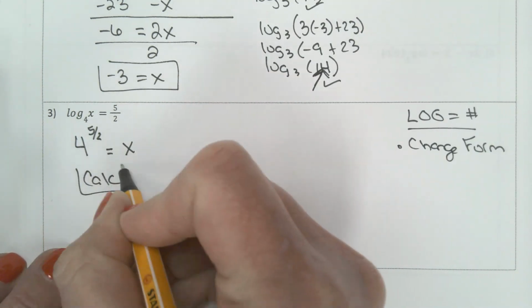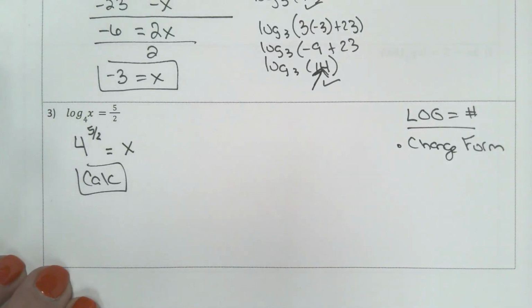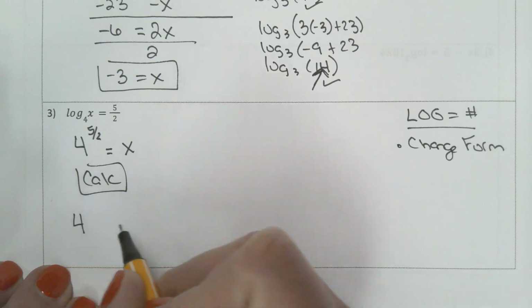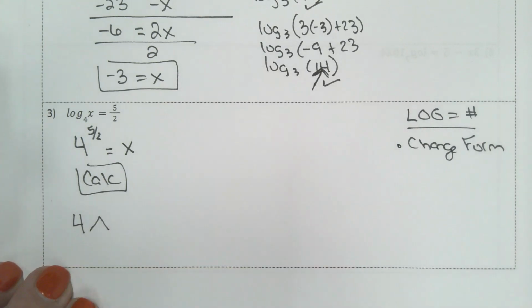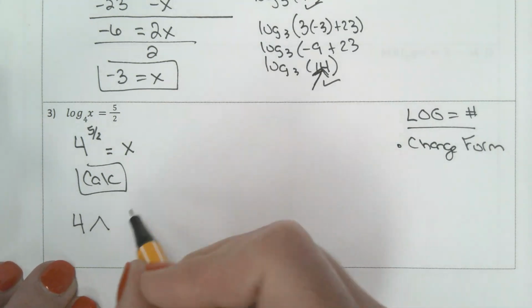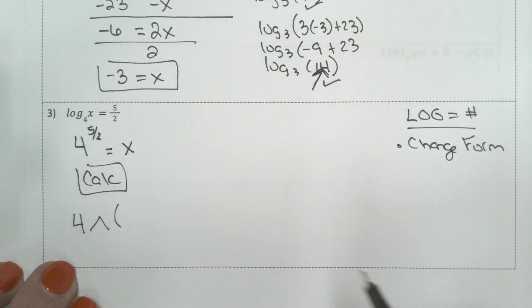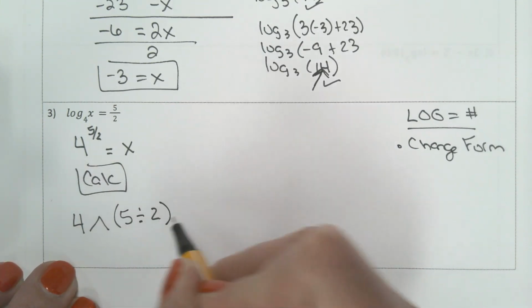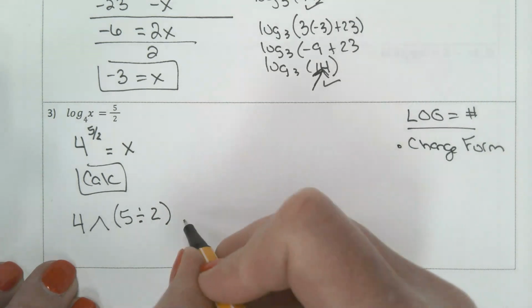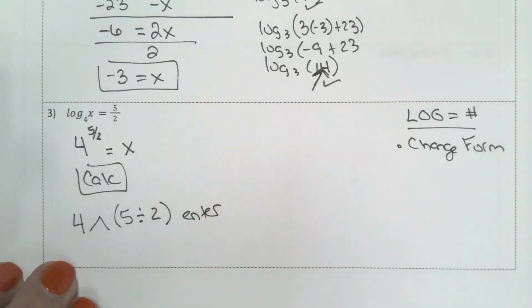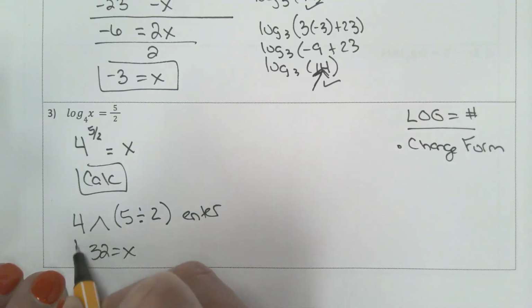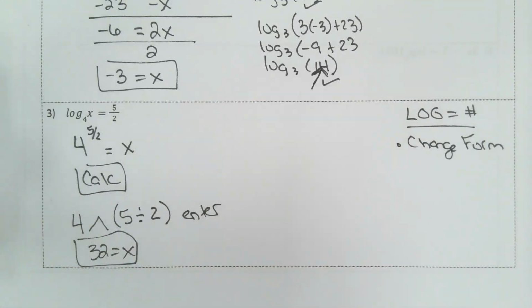From here, this is actually just pure calculator work. In your calculator, you're going to hit 4, the caret, your exponent there. So you're going to go 5 divided by 2, close your parenthesis, and hit the enter key. And that is how you get x equals 32 for a good final answer on that one.